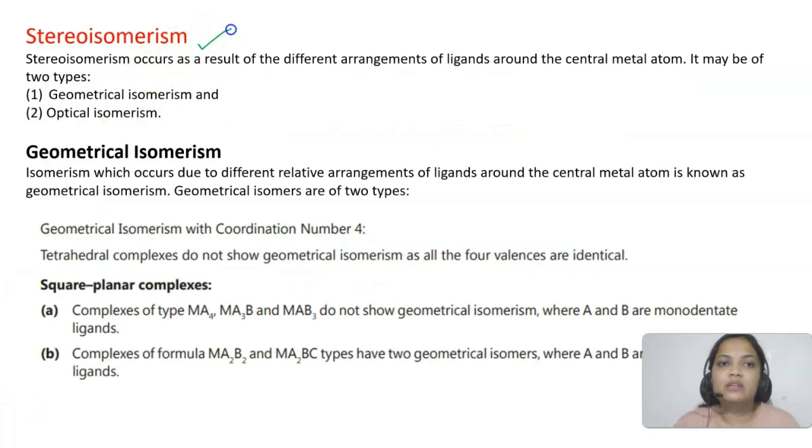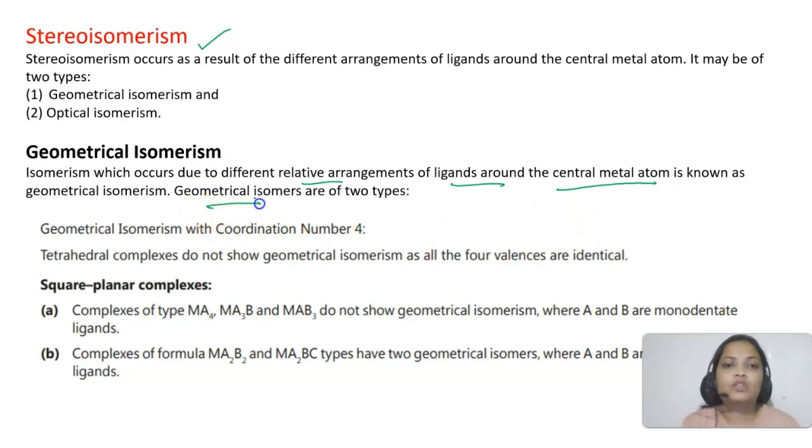That is stereoisomerism. Again, very important. We have discussed that stereoisomerism arises because of the different arrangement of ligands around the central metal atom in space, that is, how the ligands are arranged around the central metal atom. There are two types: geometrical isomerism and optical isomerism. Geometrical isomerism is important because a lot of questions are asked based on this. You need to understand which kind of compounds will show geometrical isomerism and which will not. Isomerism which arises due to different relative arrangement of ligands around the central metal atom is called geometrical isomerism.